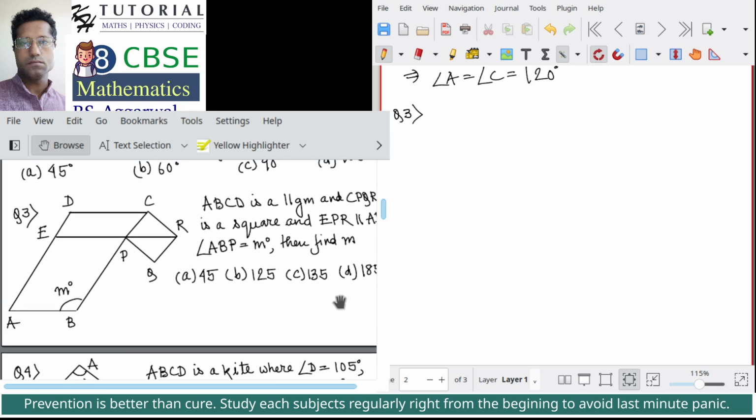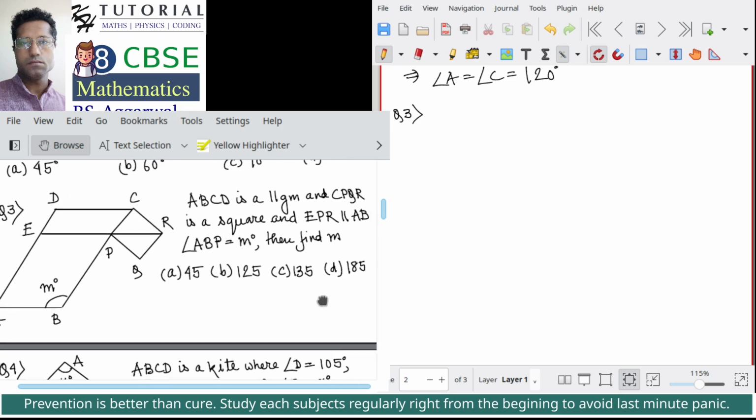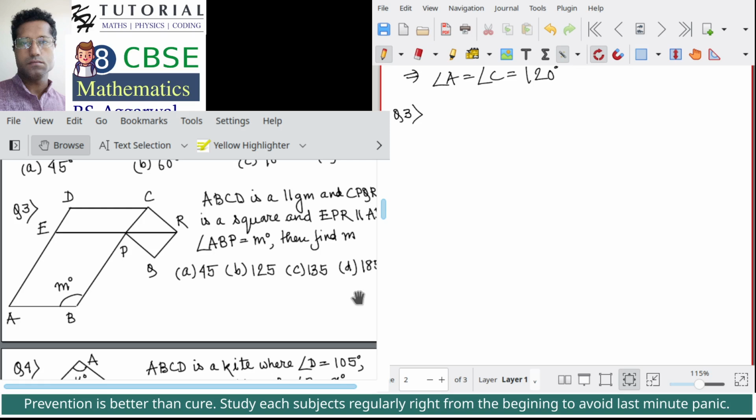So ABCD is a parallelogram. EPR is parallel to AB. We have to find m. Also, CPQR is a square.